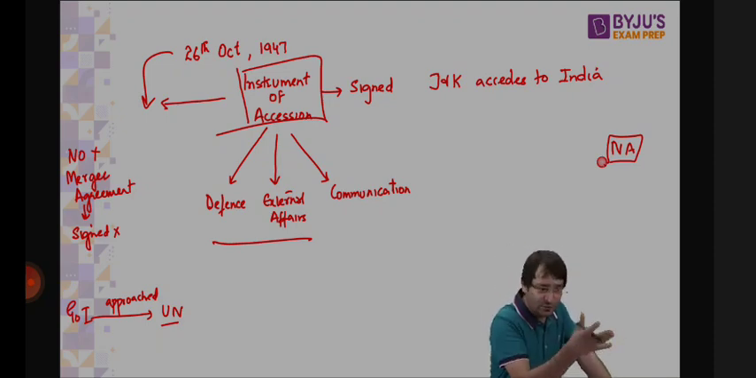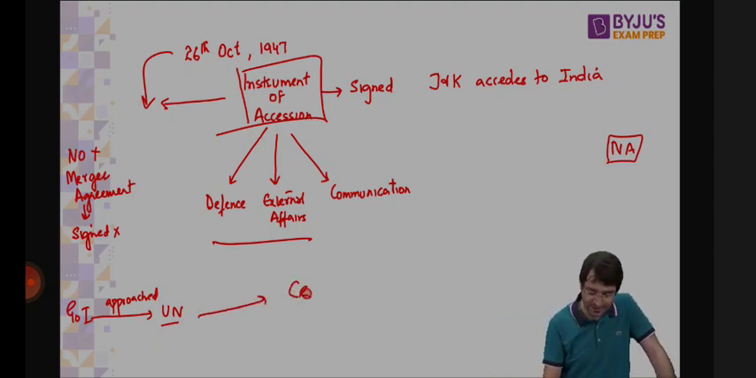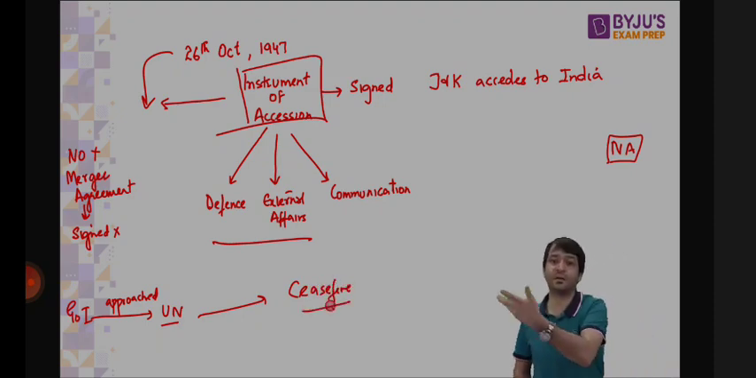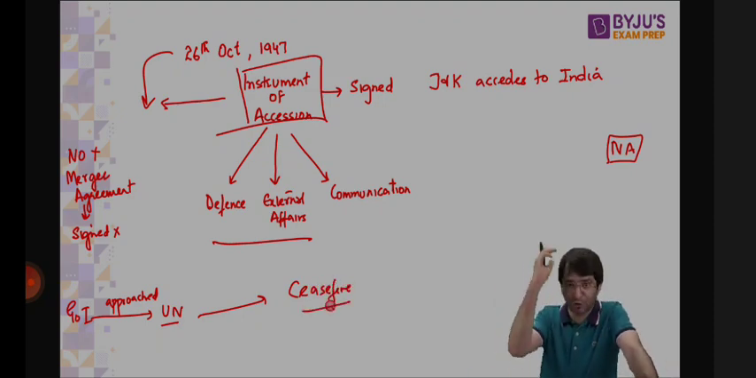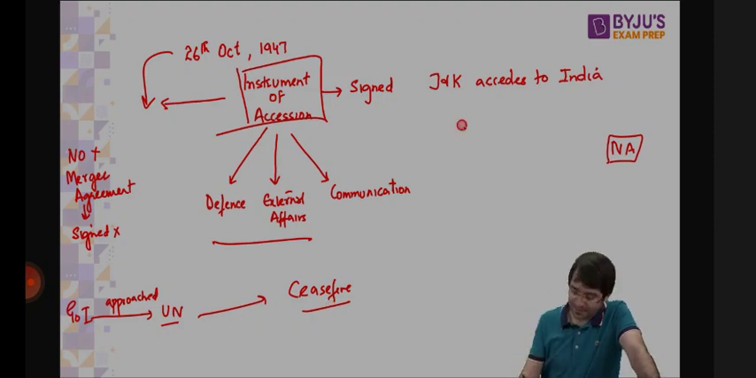the United Nations said, let there be a ceasefire. Just what we are calling right now in the Palestine-Hamas conflict. Let there be a ceasefire. Hold the fire. Stop the fire. And when it happened, that is why the line which is separating Pakistan from India in Jammu and Kashmir is known as the LOC.